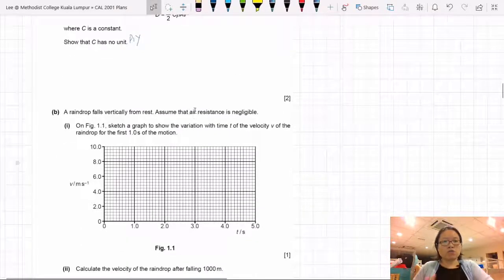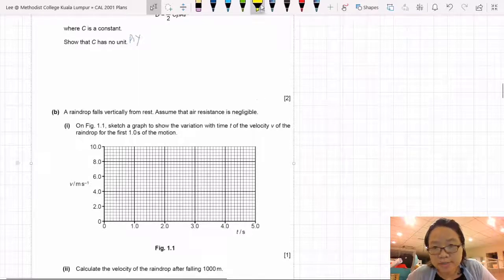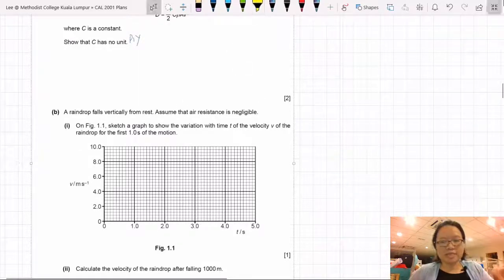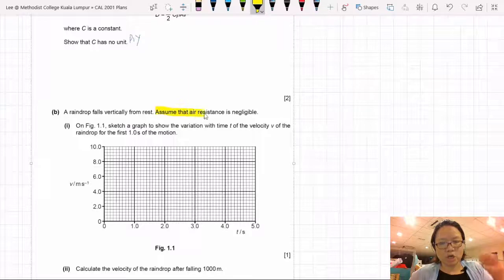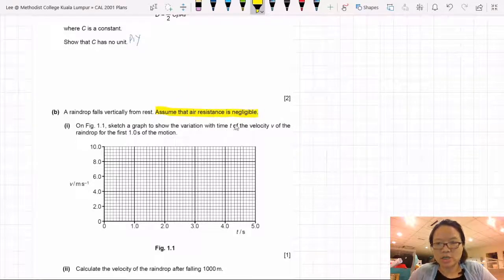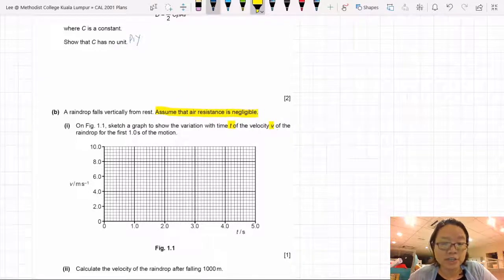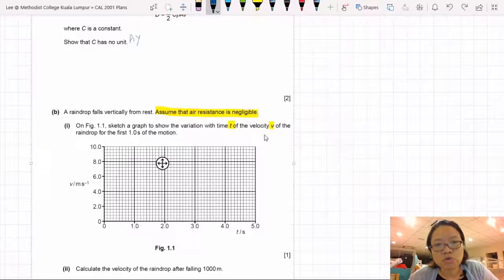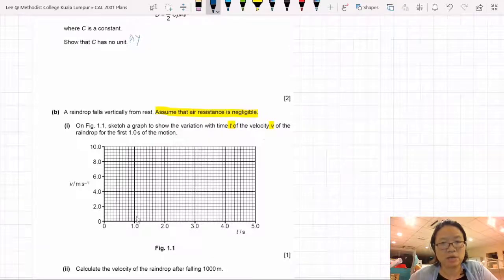Okay. So a raindrop falls vertically from rest. Drag force is the air resistance because you travel very fast. But initially, we assume the air resistance is negligible. So sketch a graph to show how the velocity changes with time over the first 10 seconds of the motion.